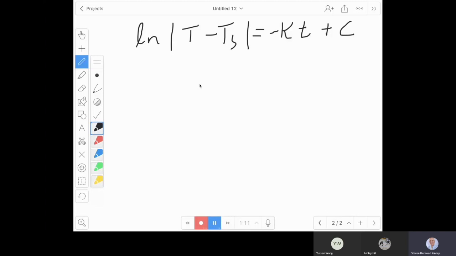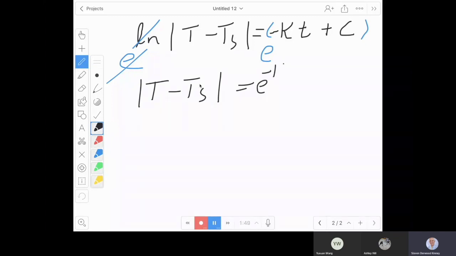All right. So now, Ashley and Yushuan, this is where you want to use E, because we want to undo logarithm. So you undo logarithm by raising both sides as a power of E. Okay, so again, the E and the logarithm cancel out. That's pre-calc. So I'm just left with the absolute value of T minus T of S, and that's going to be equal to e to the minus kt plus c. Remembering adding exponents is multiplying, right?